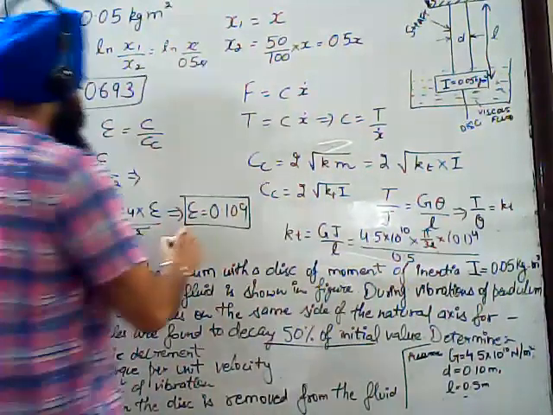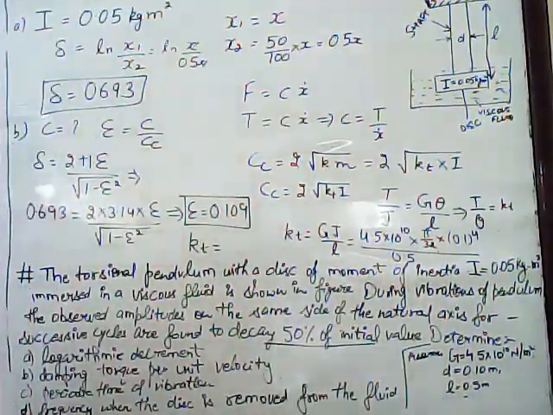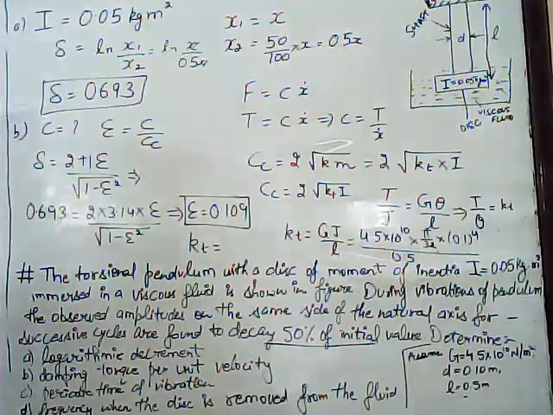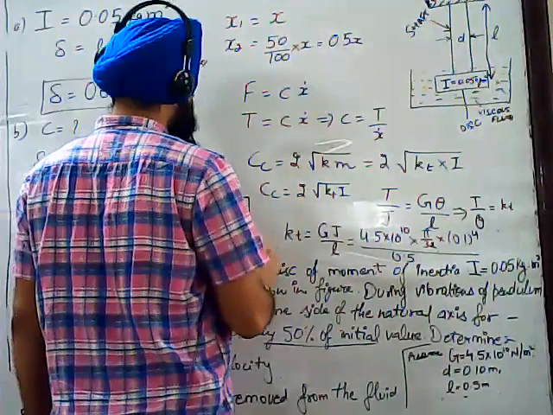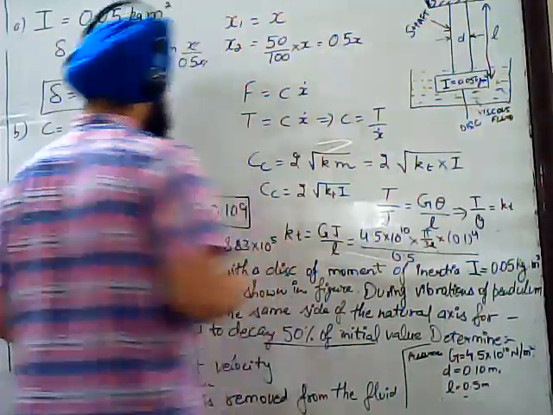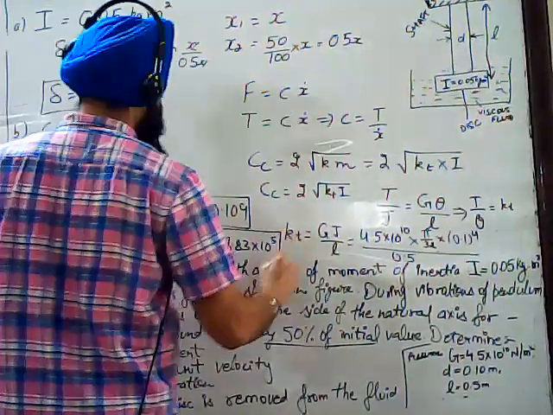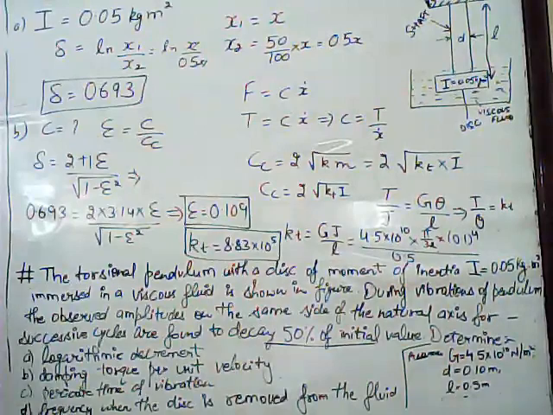So the value of torsional stiffness is 8.83 into 10 raised to the power 5.